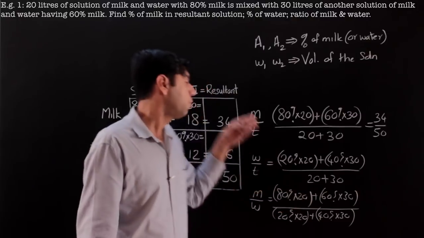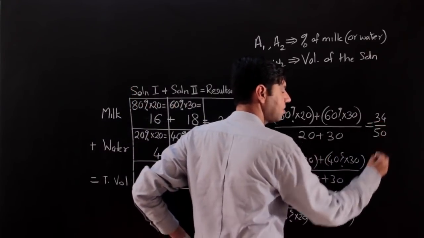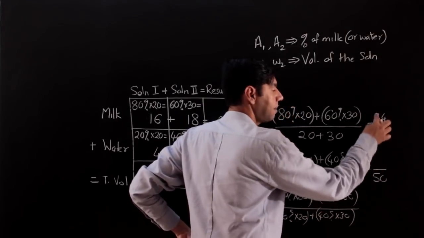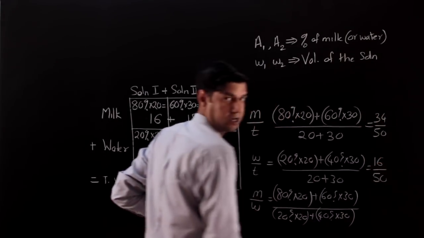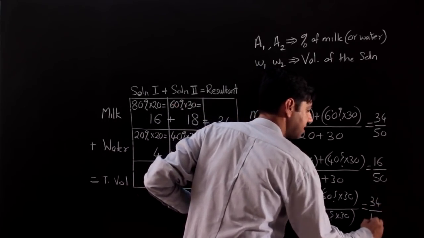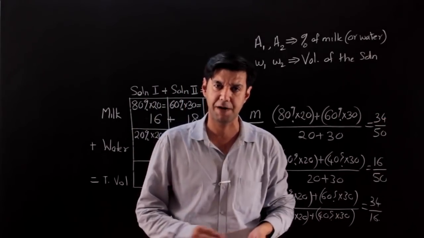That's about it, right? Do any one of them, and we have learned that if this is 34 is to 50, the total is 50, milk is 34, so the balance 16 has to be water. And if I take the ratio, this ratio has to be 34 is to 16. There's no other way, right? If you want to convert them to percentages, just multiply by 100, right?